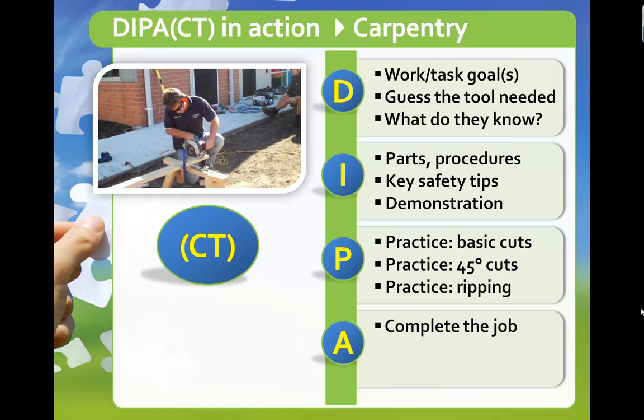over each stage of DIPA and think, where are the best places where we can embed a little bit more critical thinking. So for example, with the discovery activities that are already up there, most of those already do encourage critical thinking. But some of the other things we might like to think about are, when we did the work task goals, get them to guess the tool that they need, and what do they know about the tool. He may then actually point to different parts of the tool and say, well, what's this part? What's that part?